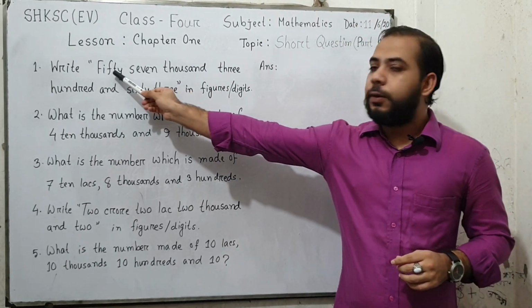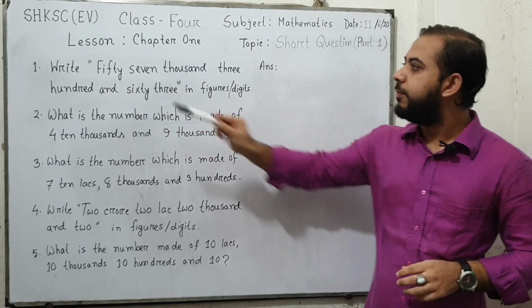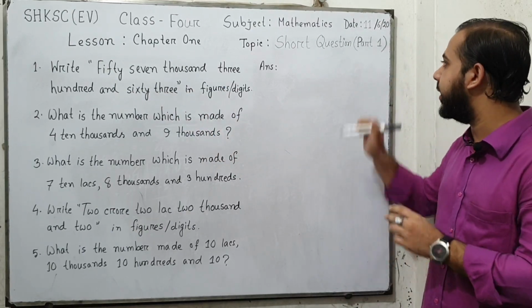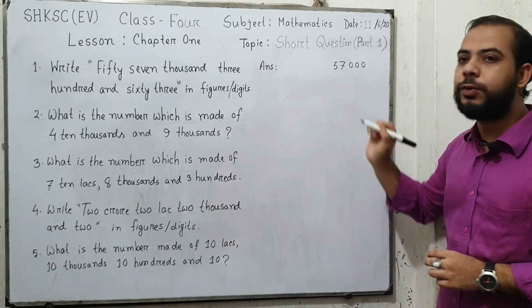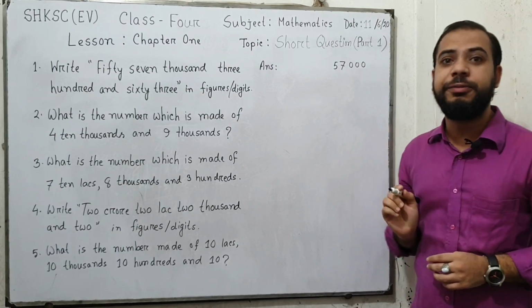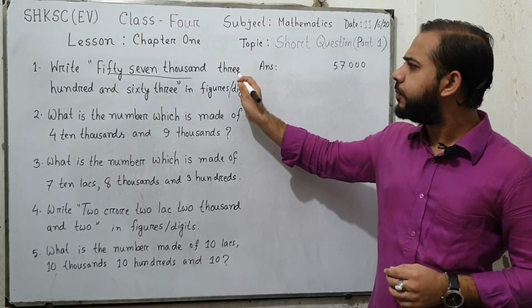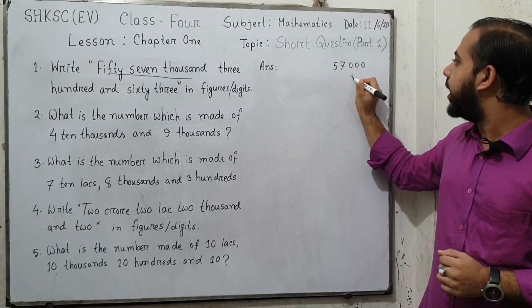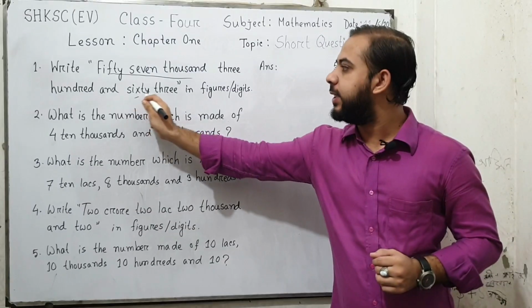Like here, 57,000 is the first part. So at first we have to write 57,000 here. You know, for 1000 we use 3 zeros. So 57 and 3 zeros will be 57,000. So this is the first part. Now move on to the second part, 300. Here there are 300. So 300 means 2 zeros. So 300. And then finally 63.